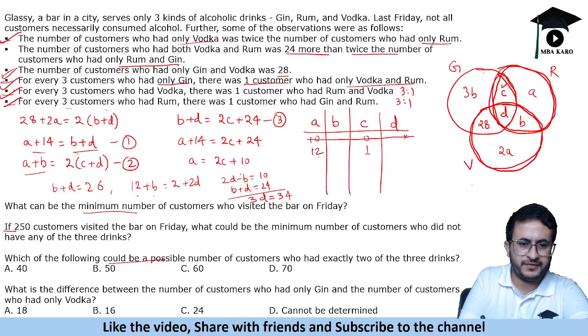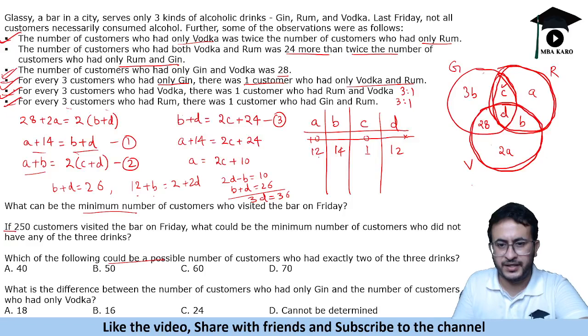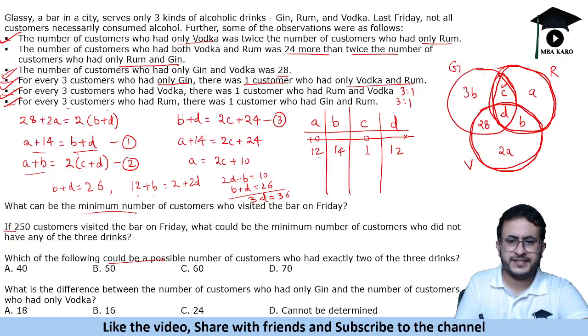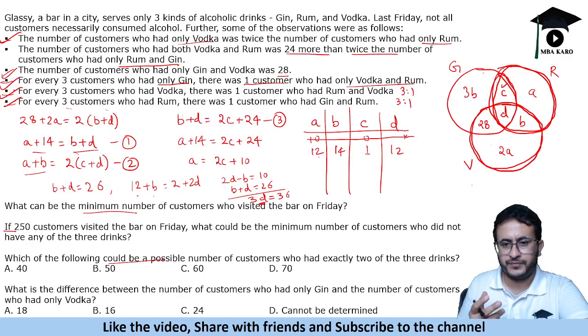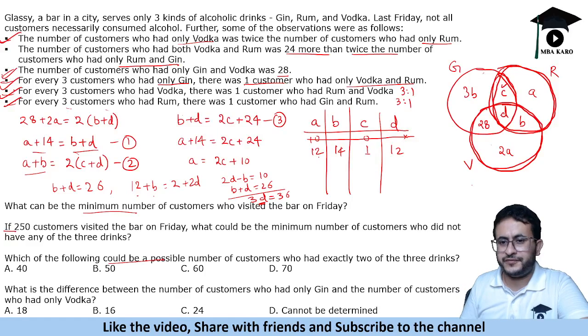So that means the first equation will give us B plus D is equal to 26. The second equation will give us 2D minus B is equal to 10. So 3D is equal to 36. So D will be 12. If D is 12, B is 14. Okay. Now if we see this, we are basically getting a coefficient of 3.